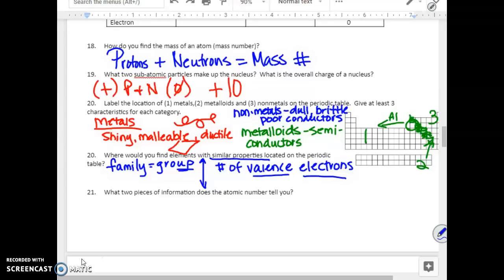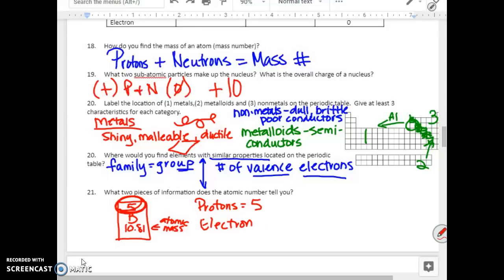And then number 21, what 2 pieces of information does the atomic number tell you? The atomic number is this number right here at the very top. This here is the atomic mass, which we really don't use, but this is my atomic number. So if my atomic number is 5, then I know that I have 5 protons, and I also have 5 electrons, because those always equal each other.